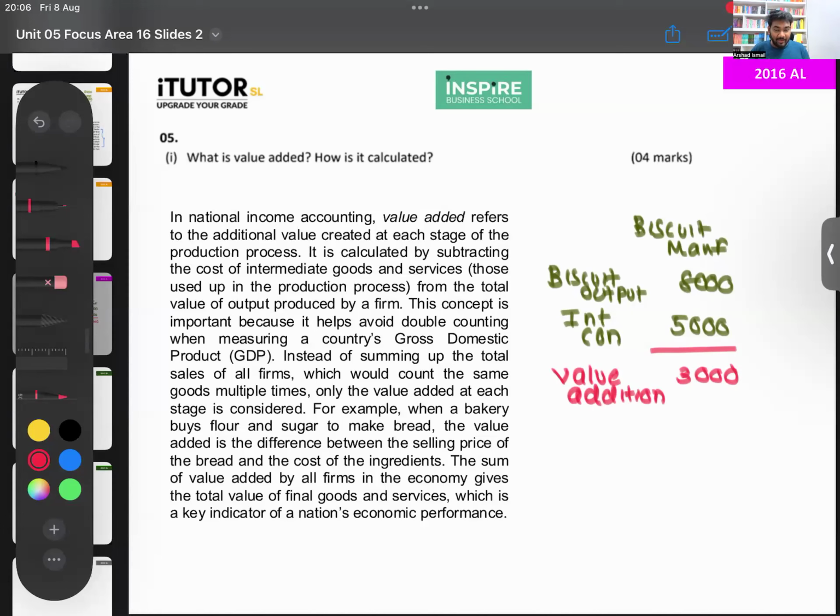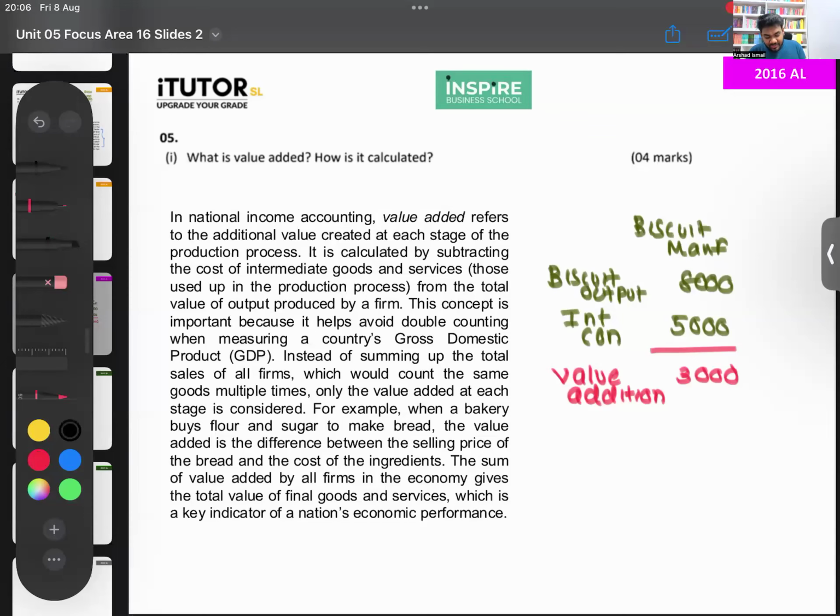Why do you do this? To avoid that double counting error. Why do you have a value added approach? To avoid the double counting. Because in the GDP calculation, if you include the flour producer, the sugar producer, and also the biscuit producer, inside the biscuit, flour and sugar is there. You're double counting. That's why this whole value added thing is there.